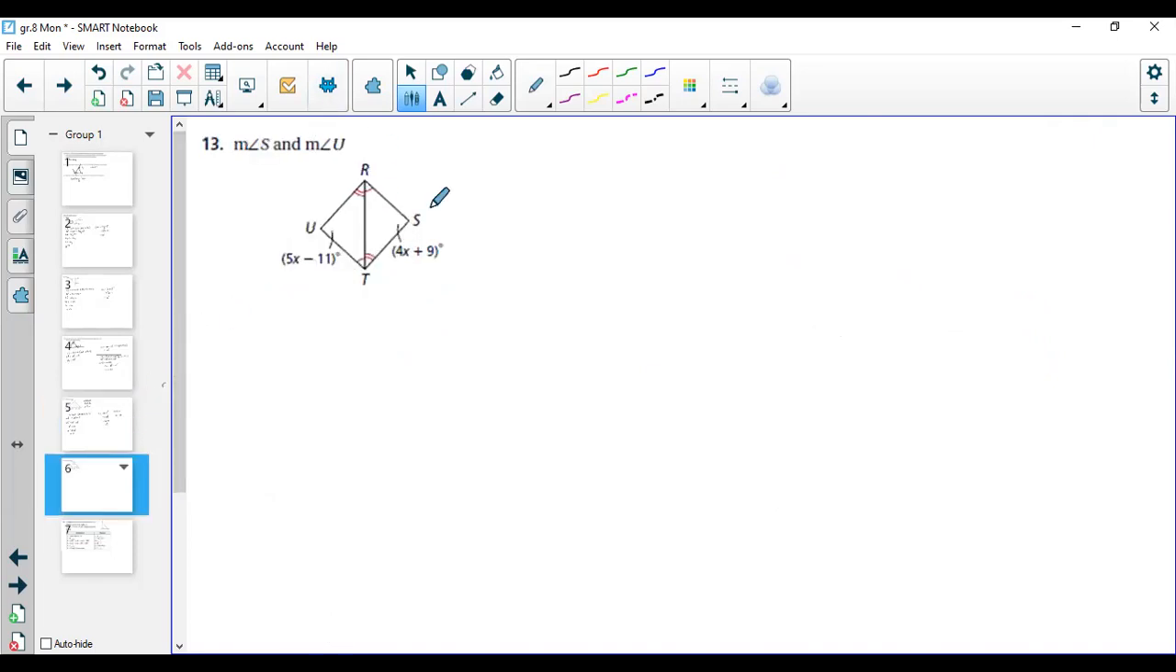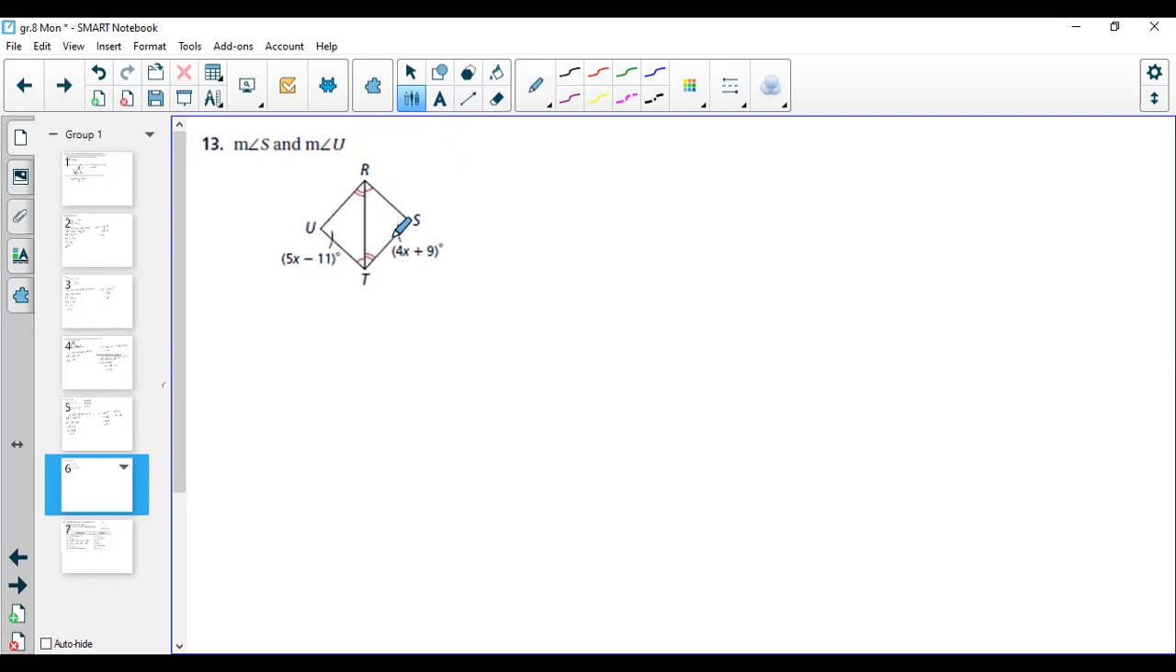Let's try one more. Now this looks a bit different because the triangles are together. So let's see. You have to find angle S and you have to find angle U. So of course we have to write down the corresponding angles first. That's why I said write them down so that you will not get confused. So here we have this angle R is equal to this part of angle T.